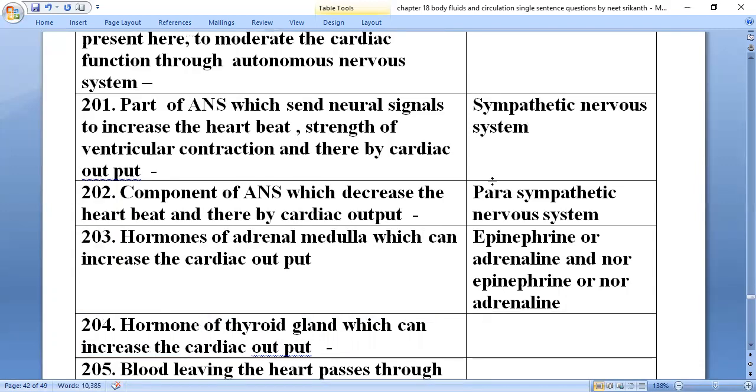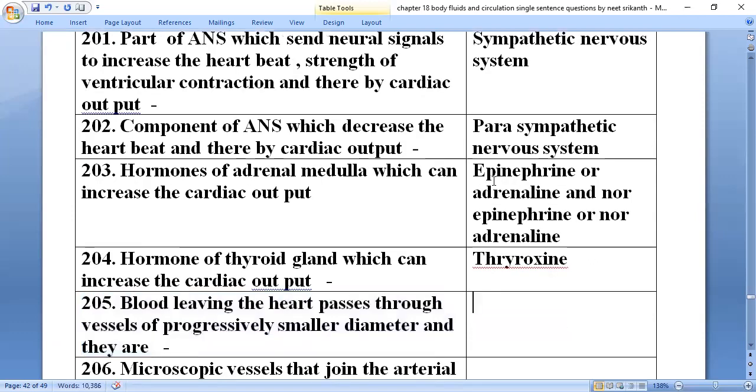Hormone of the thyroid gland which can increase the cardiac output is thyroxine, which maintains the basic metabolic rate, hence it is involved.